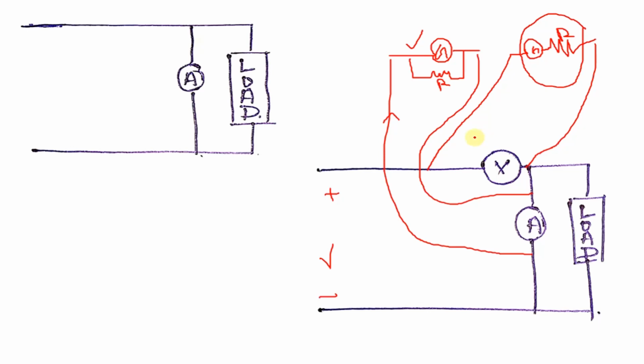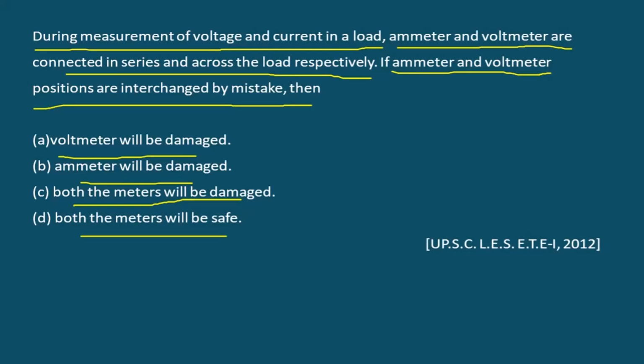And what will happen to the voltmeter? Here the resistance is very high, so there will be very little current flow in the voltmeter. So no burning occurs, and the voltmeter will be safe. So this is what will happen if the connections are interchanged. The answer of this question will be: the ammeter will be damaged.